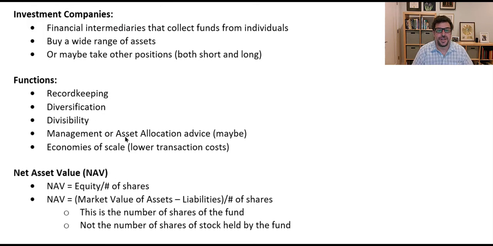Okay, so investment companies. These are financial intermediaries that collect funds from individuals and then buy a wide range of assets, or maybe take other positions, both long and short. And the functions they provide are, well, record keeping and diversification and divisibility. So sometimes I can have a small amount of money and buy lots of different stuff, or I might have something that's really, really expensive, and now I can divide that amongst many investors. They may provide management or asset allocation advice, maybe, and they often provide economies of scale in that they are large funds and they can lower transaction costs.